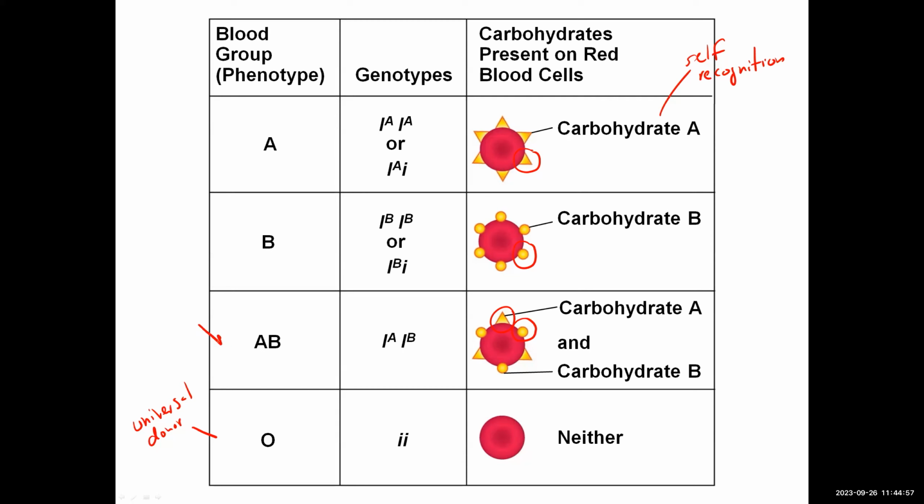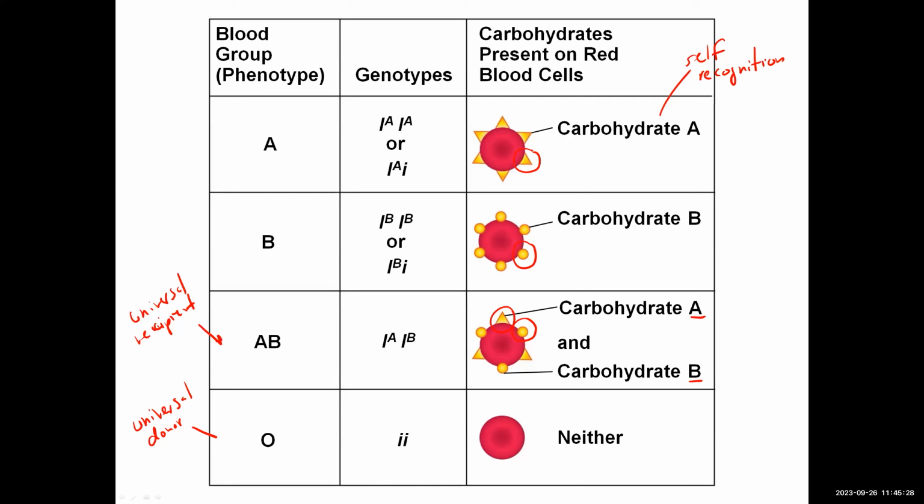AB is considered the universal recipient for the same reason. Because this individual recognizes both A and B as being self, cells that have only A are accepted, only B are accepted, both are accepted, and neither would be accepted. There are a few other things that determine whether or not blood type will match, but this is the primary one.